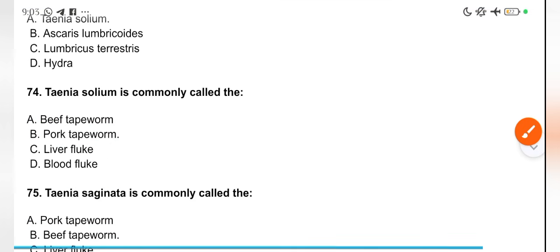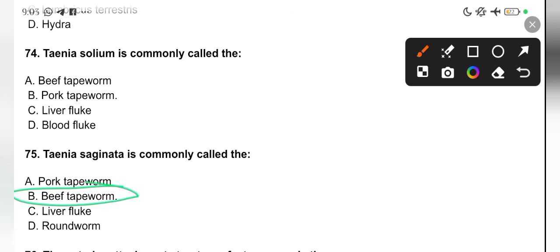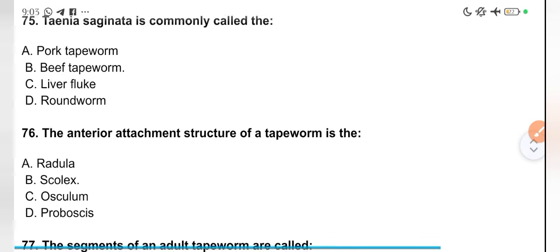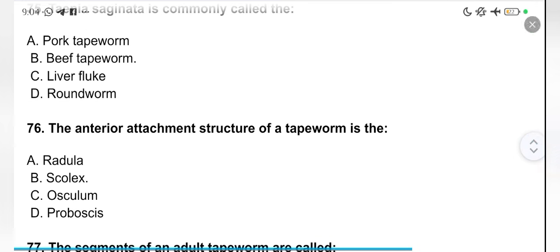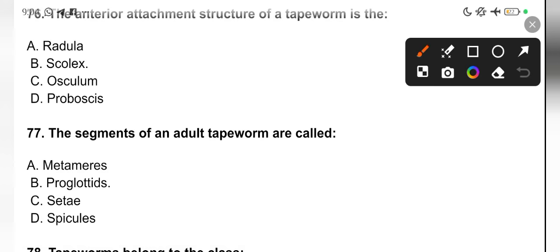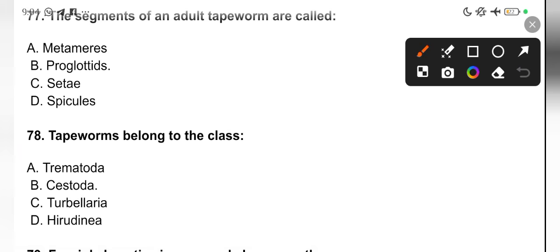Then we have Taenia saginata. Taenia saginata is known as beef tapeworm. So if I paint a case scenario for you, they'll tell you, this guy is eating pork, this guy likes eating beef. Which organism will be found in his digestive system? You should know it's Taenia solium or Taenia saginata, depending. Don't allow these people to confuse you. All these questions are simple. The anterior attachment structure of a tapeworm is the scolex. The segments of an adult tapeworm are called proglottids. Tapeworm belongs to the class Cestoda.